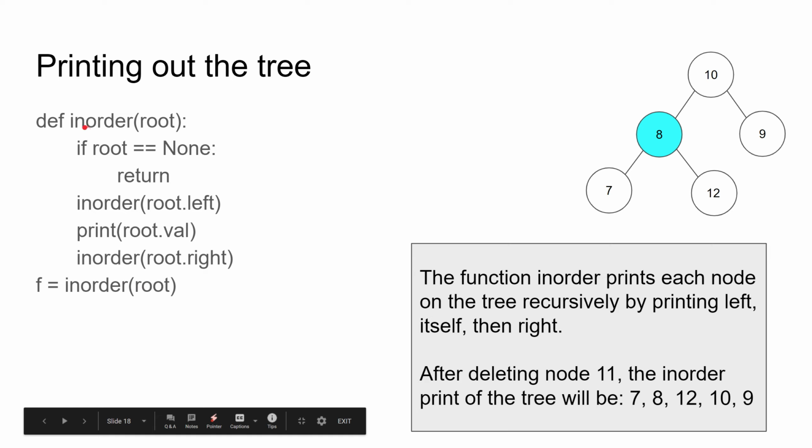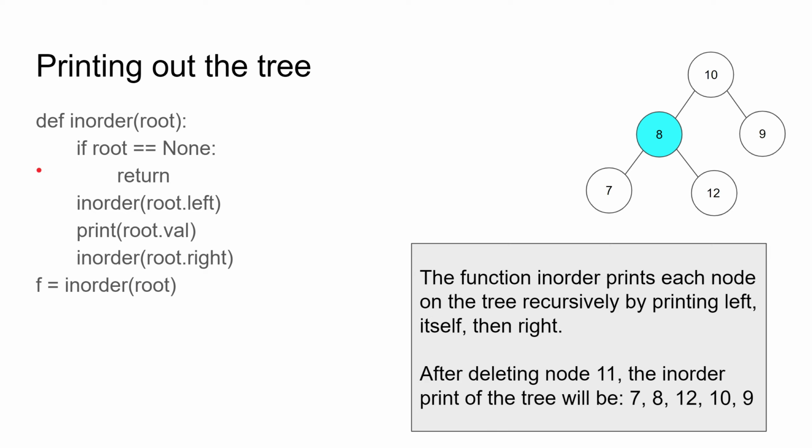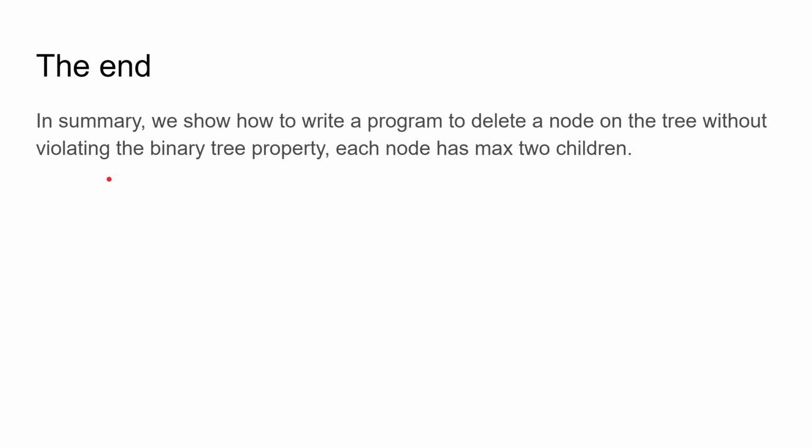And this function in order prints each node on the tree recursively, printing its left, and then itself, and then its right. After deleting node 11, the in order print of the tree will be 7, 8, 12, 10, 9. The end. In summary, we showed you how to write a program to delete a node on the tree without violating the binary tree property, which is each node has to have a max of 2 children.